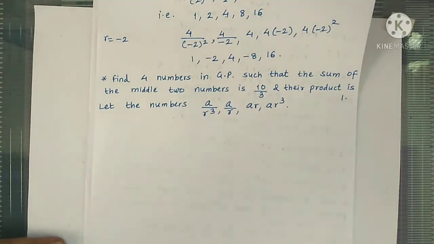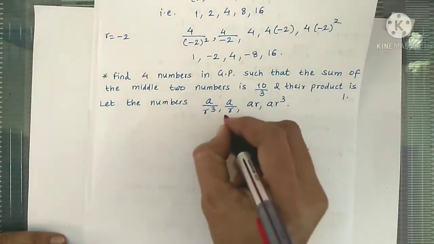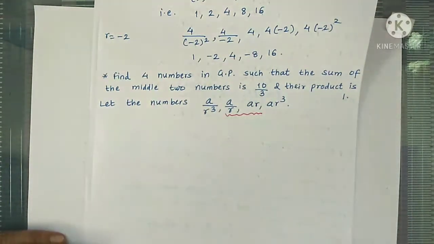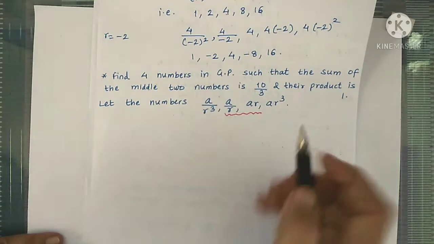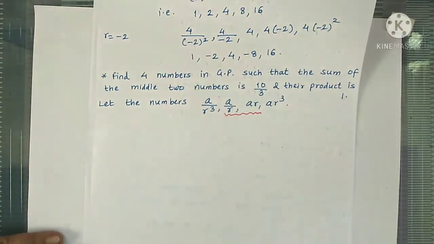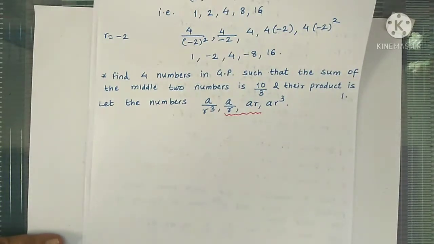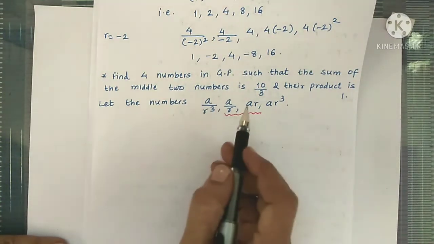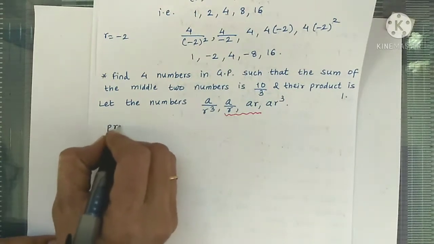Okay. So what is given is the sum of the middle two numbers. Now which are the middle two numbers? These two are the middle two numbers. So their sum is 10 by 3. And the product of the numbers is 1. So let's use that the product is 1, because r cube gets cancelled, r gets cancelled when we multiply these 4 terms. So using that we can find the value of a, and after that let's solve for r. So the product is 1.